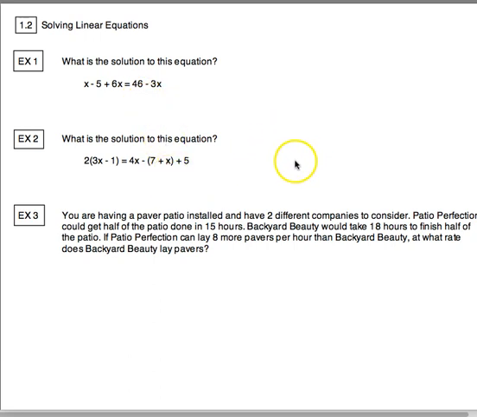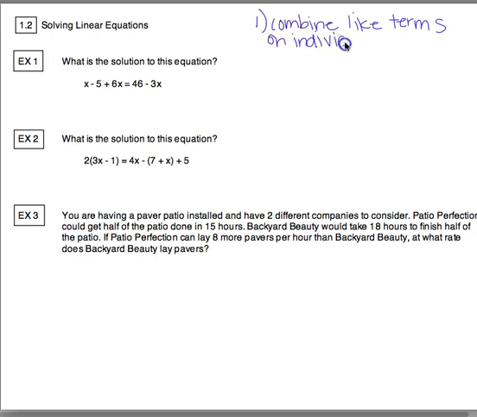So here are my big things. When you go to solve an equation, the first thing that you want to do is combine like terms on individual sides. So, meaning don't start moving things across the equal sign yet. Look at the sides individually and determine if there are any like terms.